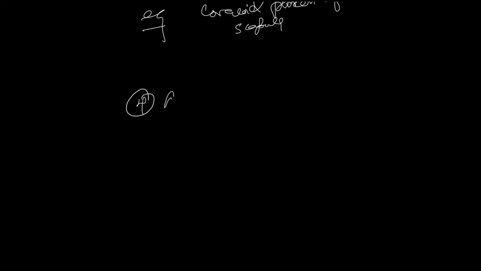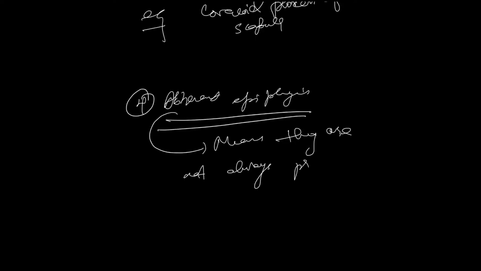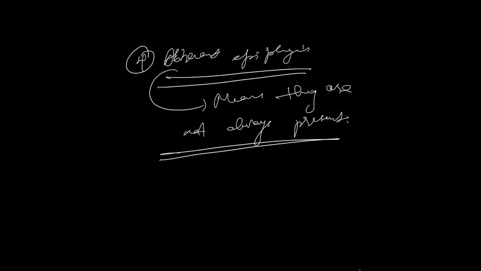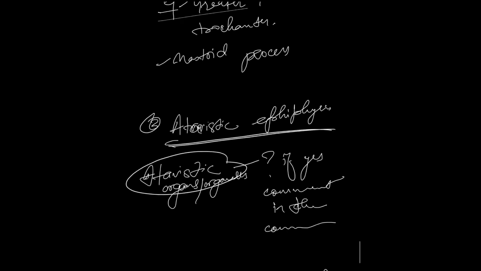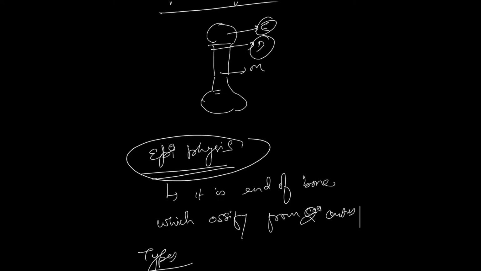Fourth type is aberrant epiphysis. These are aberrant, means they are not always present. Till here, am I clear? Okay. We have talked about the epiphysis. Now we will talk about diaphysis. Okay.